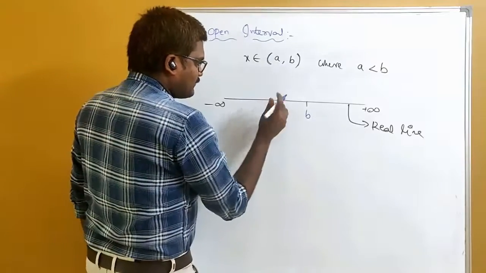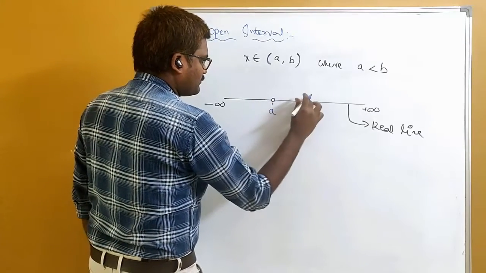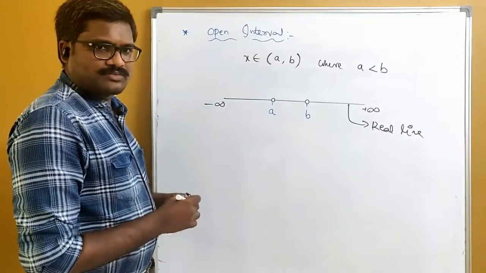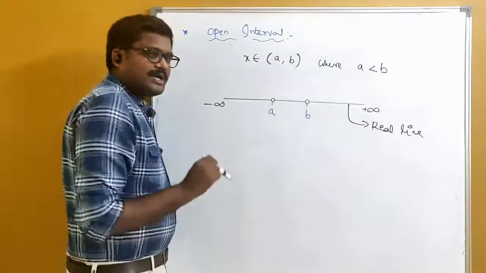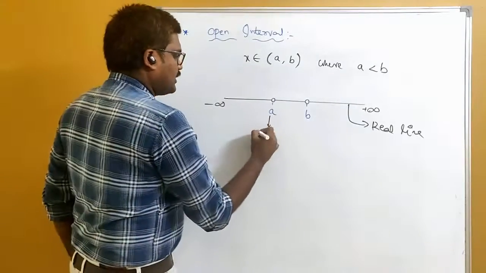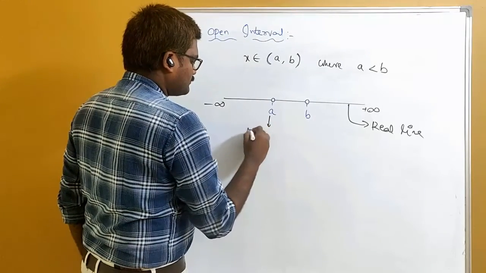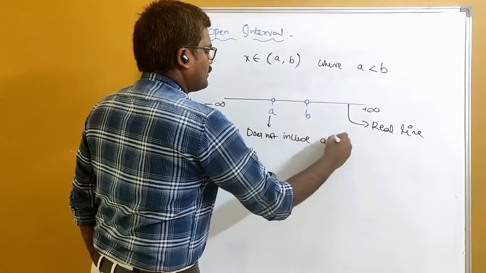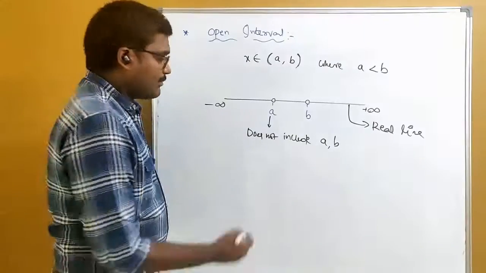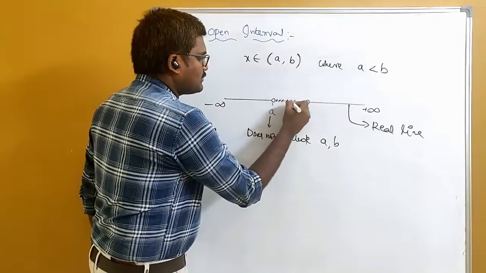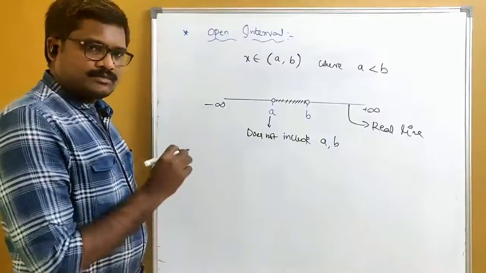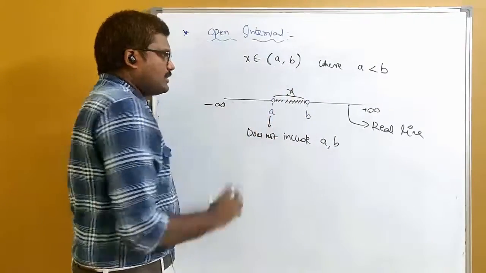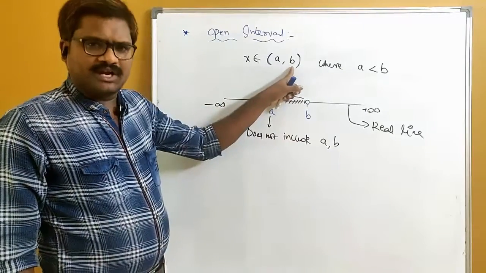And in maths, usually we use a bubble, an open circle. Bubble means I am not including those values. Understood? So when you draw a bubble, it means that I will not include it. It does not include a and b, but I will take all the values of x between a and b. So these are the values of x belonging to the open interval (a, b).